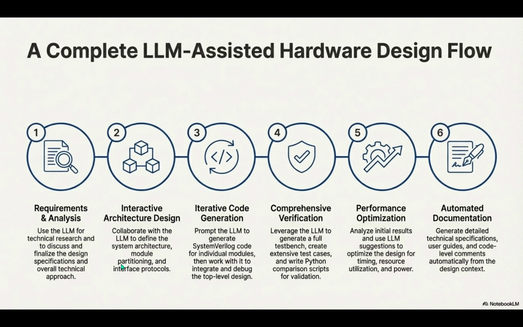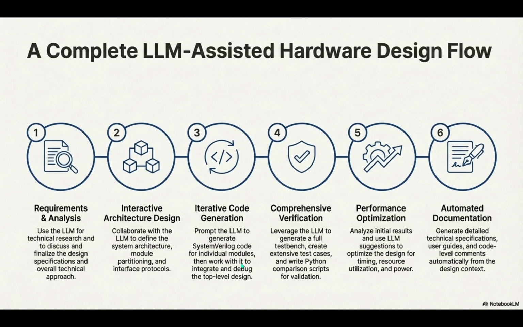Then we get to the part most people think of with LLMs, the code generation. Step 3. Iterative code generation. The engineer gives a natural language prompt, something like generate a SystemVerilog module for a 32-bit van der Corput sequence generator. The LLM spits out the code. And the human refines it. Iterates, integrates, and refines. This just cuts down on so many hours of tedious syntax and boilerplate logic.